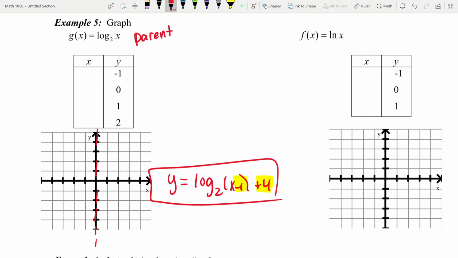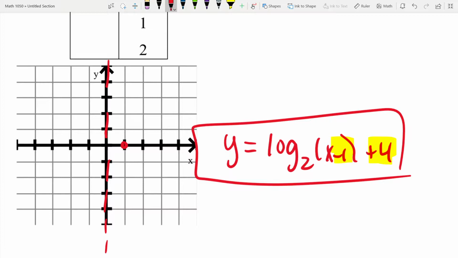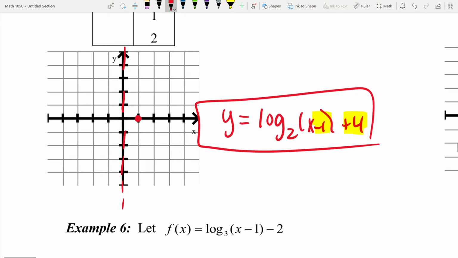This is a parent. So since it's a parent log, I know it's going to hit the point 1, 0. My base is a 2. So I'm going to go right 2, up 1, graph it in, done. But you can't get log and exponential mixed up. You've got to be able to visualize what that parent looks like, okay?